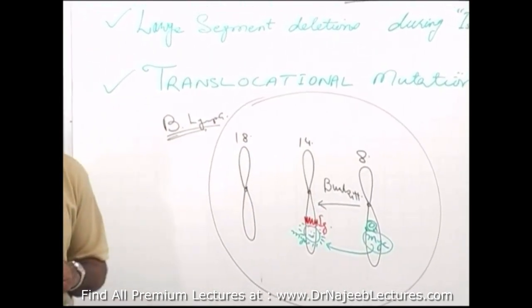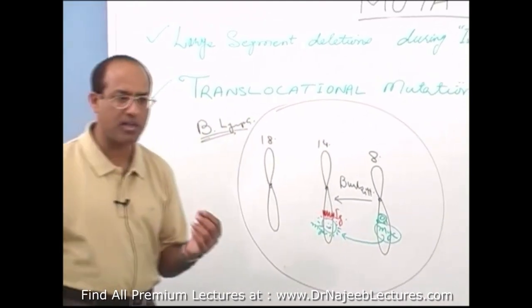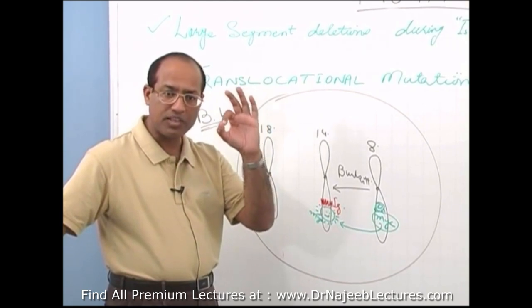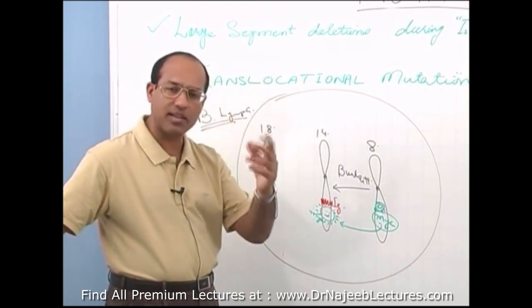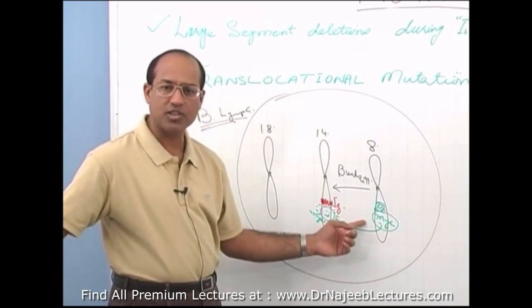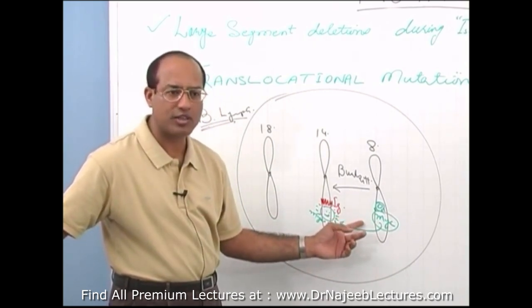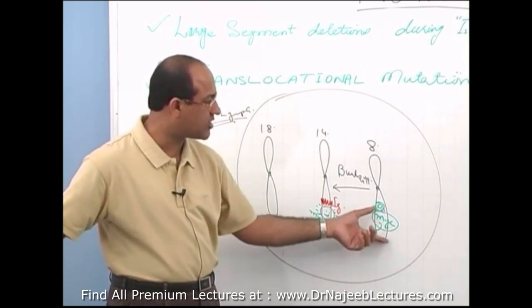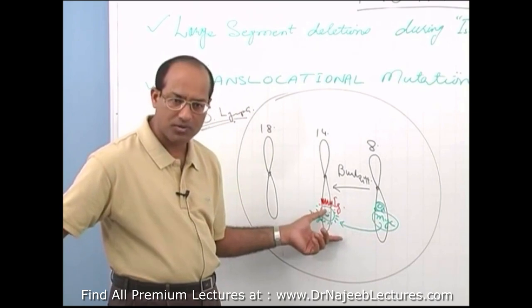Some of the B cells in the body of the patient, for example, there is one B cell in the body of a patient, and out of so many B cells, one suffers a mutation. What type of mutation? Alteration in nucleotide sequence. How are they altered? A big segment of chromosome 8 is translocated with chromosome 14.